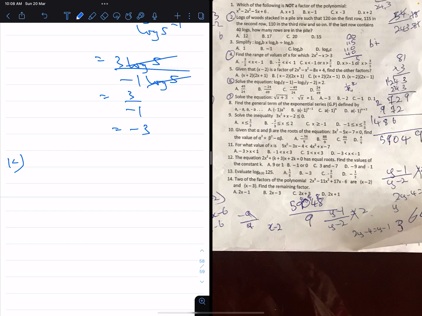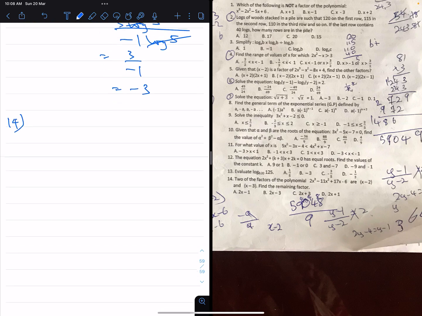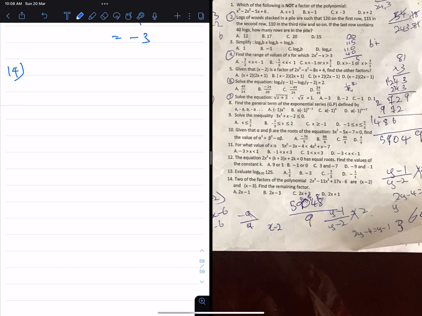Number 14 is the next one. What's 14? Two of the factors of a polynomial are this and that. Find the remaining factor. This is quite simple.